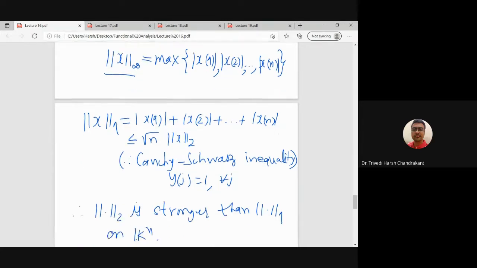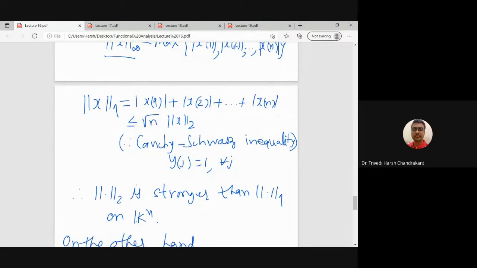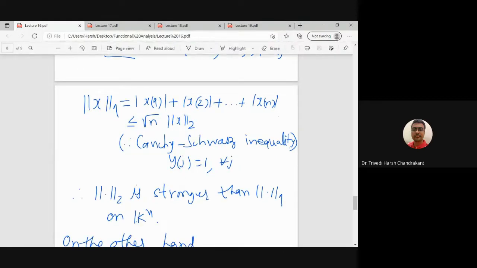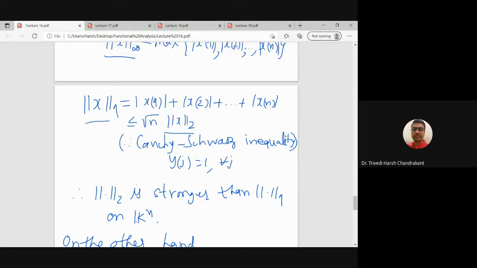We have checked that the one norm is stronger than the two norm, and the two norm is stronger than the one norm, and alpha turns out to be root n in that case, where n is the number of coordinates. If you take R2, then n is 2. So that means norm x1 is less than or equal to root 2 times norm x2.